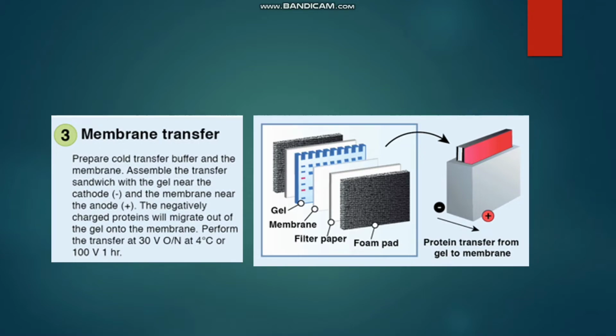Third step, membrane transfer. Prepare cold transfer buffer and the membrane. Assemble the transfer sandwich with the gel near the cathode and the membrane near the anode. The negatively charged proteins will migrate out of the gel onto the membrane. Perform this transfer at 30 volt at 4 degrees Celsius or 100 volt for 1 hour.